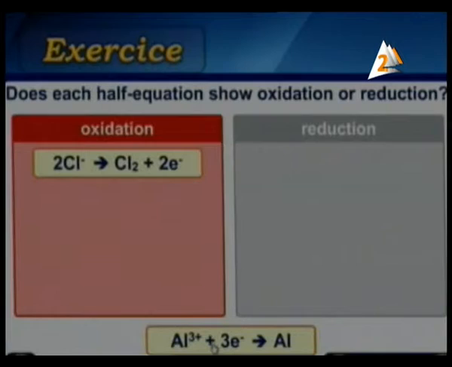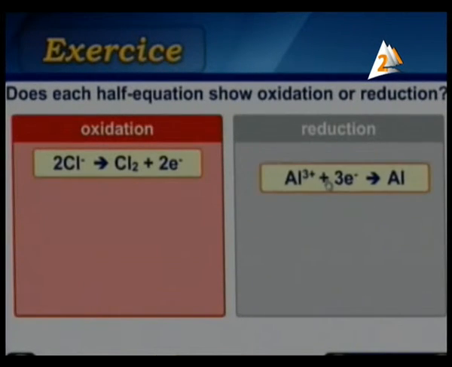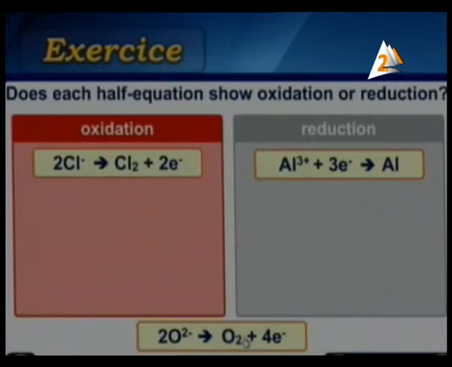What about the second one? Aluminium directly gains electrons. So what is the type of this reaction? We say reduction. Why? Because you gain 3 electrons. Good and great. Take the other equation. Here we have 2O negative 2 giving O2 plus 4 electrons.